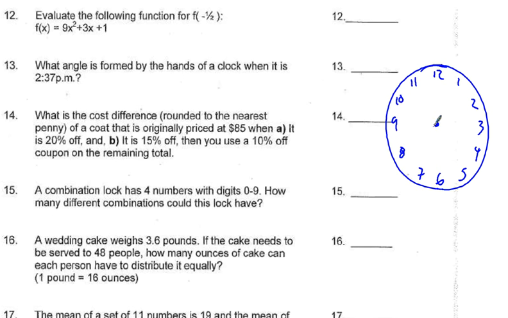And so 2:37. So the hour hand is somewhere in between the 2 and the 3, and the minute hand is at the 37. Well, right away, we can see that we have 1, 2, 3, 4 wedges. And in each wedge, we have 30 degrees. Why? Well, because there are 360 degrees in the whole circle, and we have 12 wedges. 360 divided by 12 is 30.